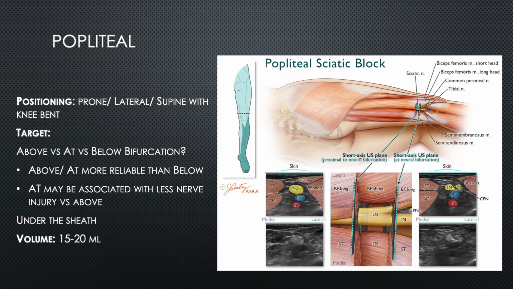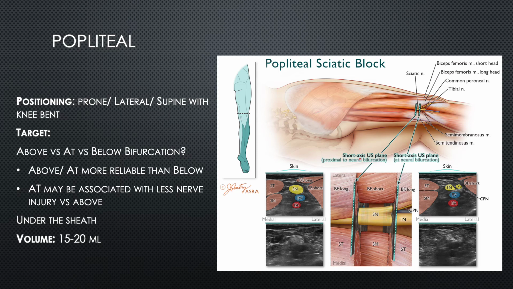For a dense, reliable block, the local should be deposited below the sheath, which will create a hypoechoic donut-like appearance. If the local is under the sheath, it's pushed distally within the sheath, covering the tibial and the common peroneal nerves. Some pressure may need to be applied to pierce through this thick sheath, which may cause the nerve to be skewered underneath it.